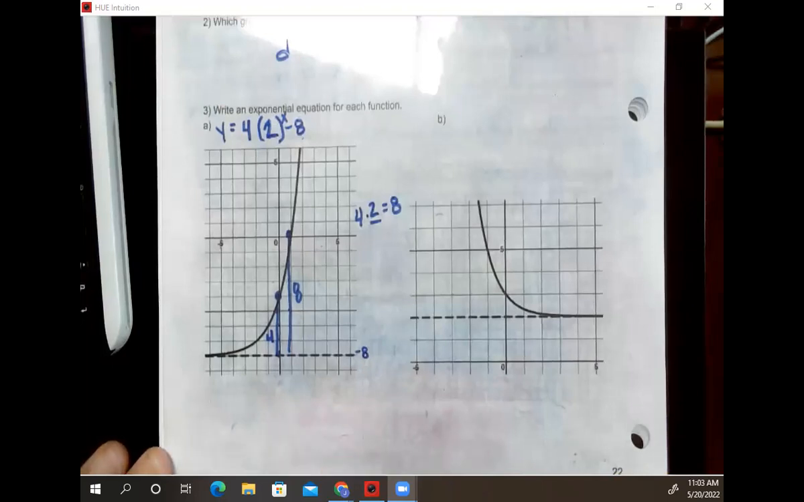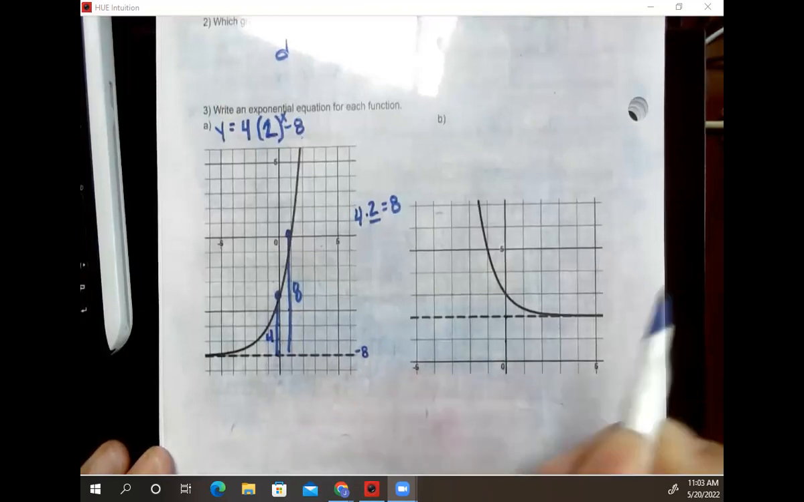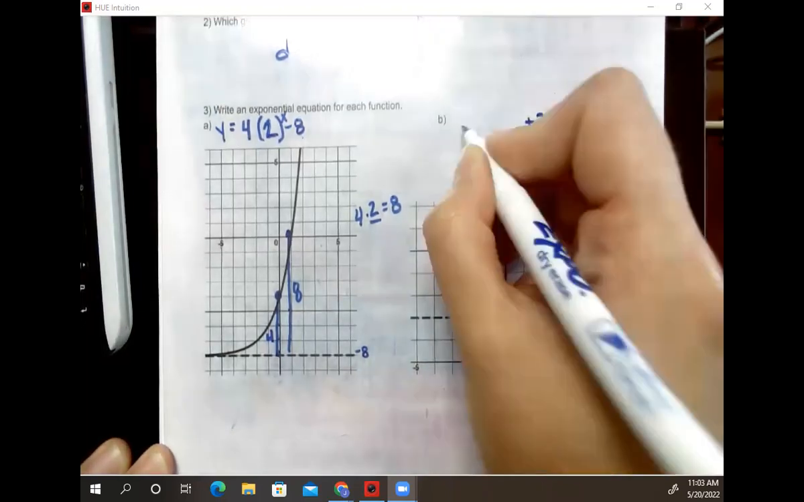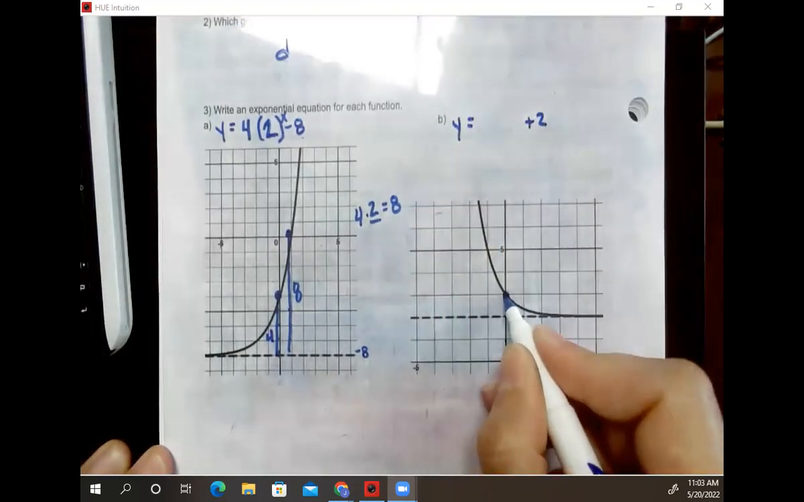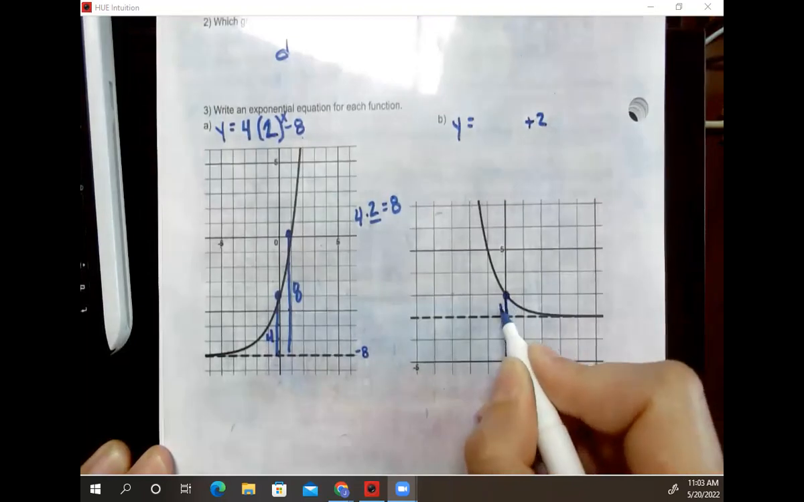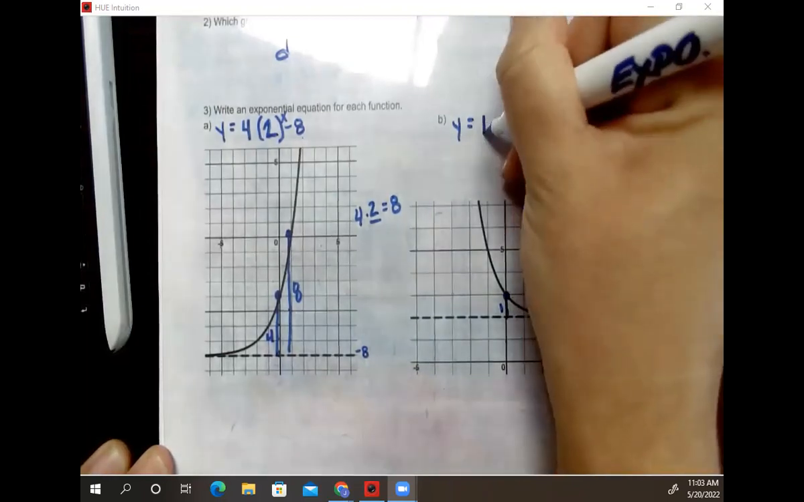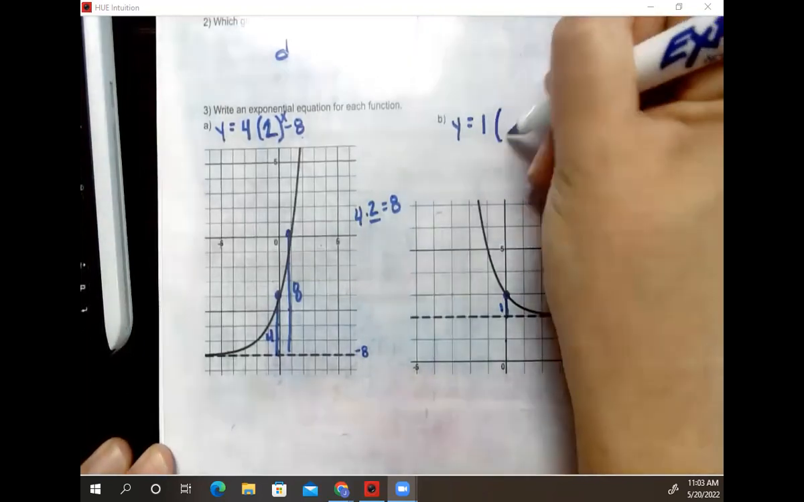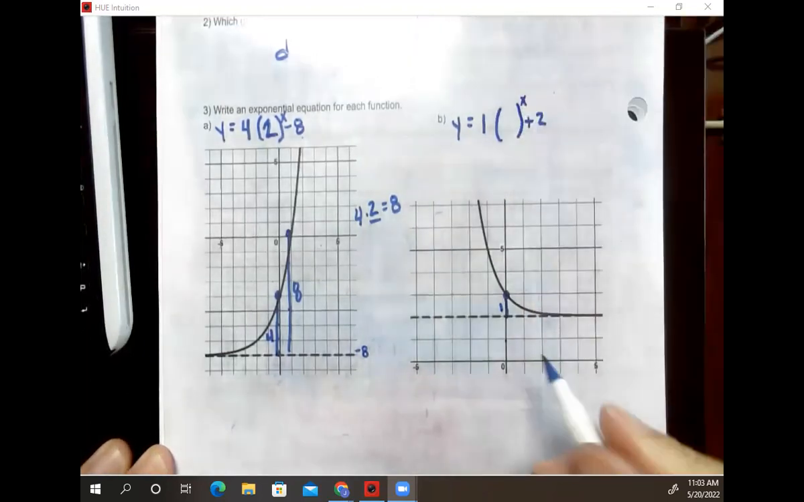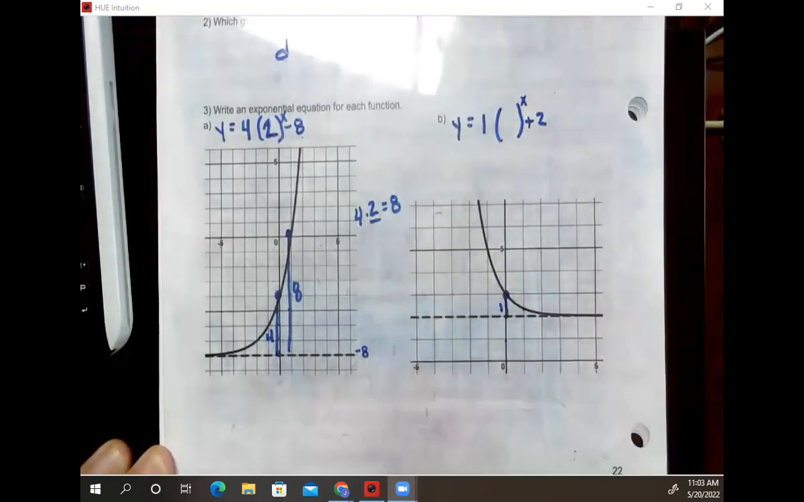Okay, let's take a look at B. Again, we're going to start with our asymptote here. So we're up at 2, so a plus 2 at the end. And then on the y-axis, my first point is 1 space above the asymptote. So I would want a 1 there. And then for my base for the exponent, as I move forward, I'm not on a corner.